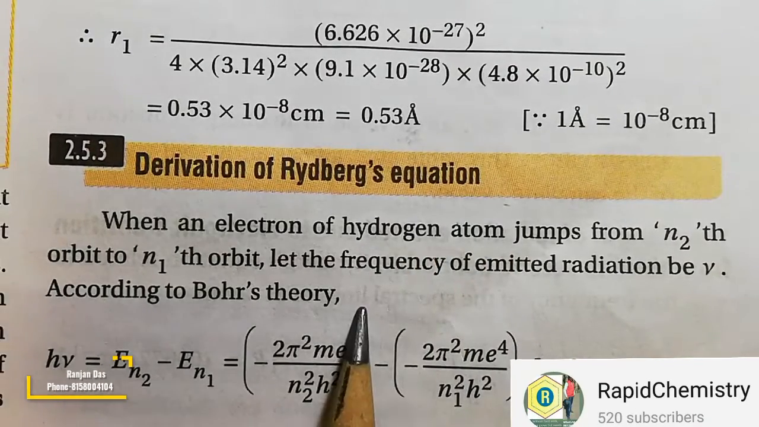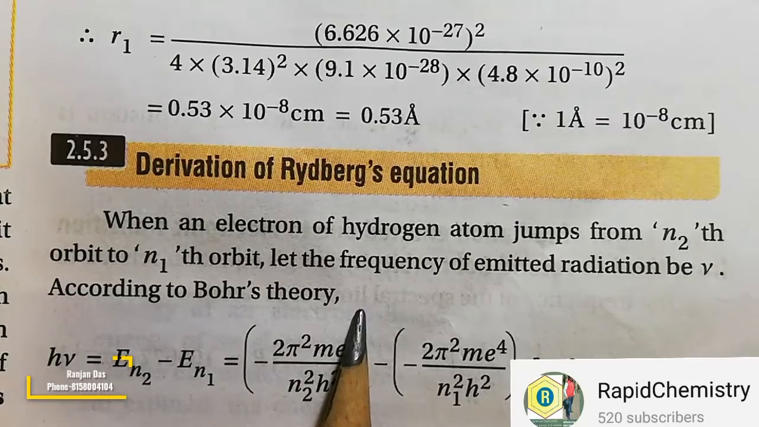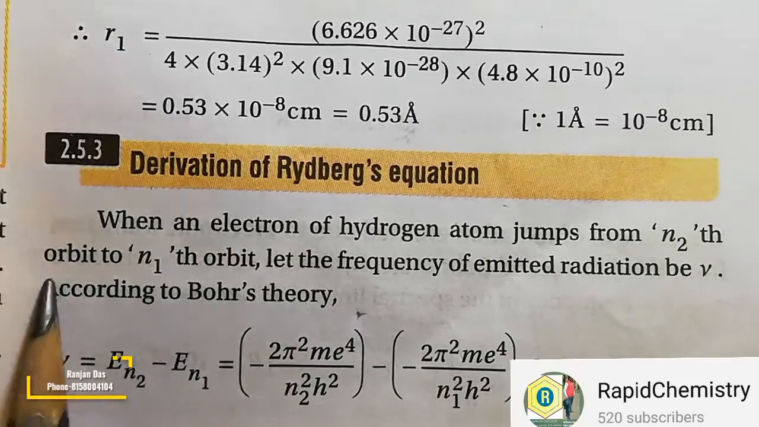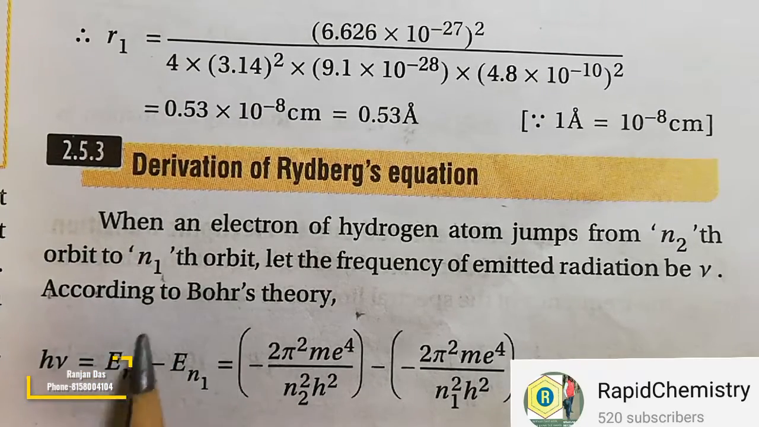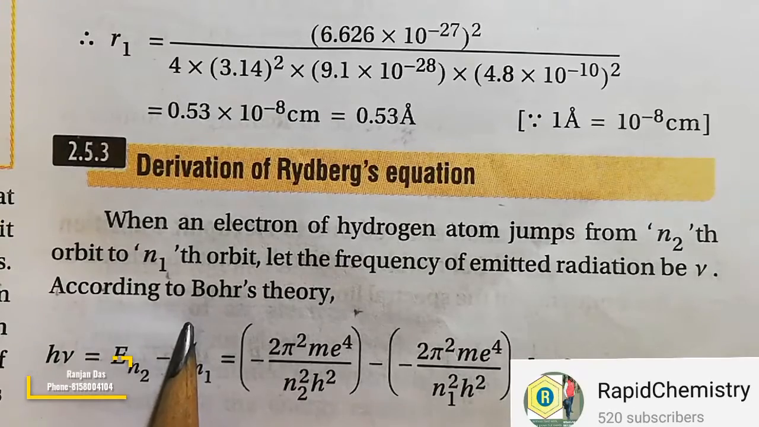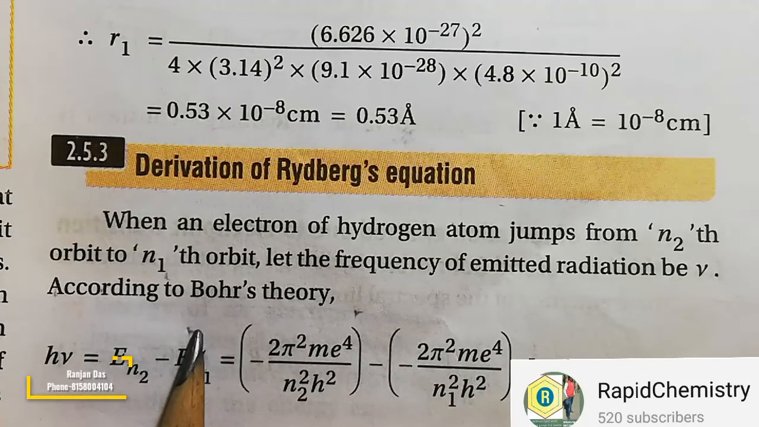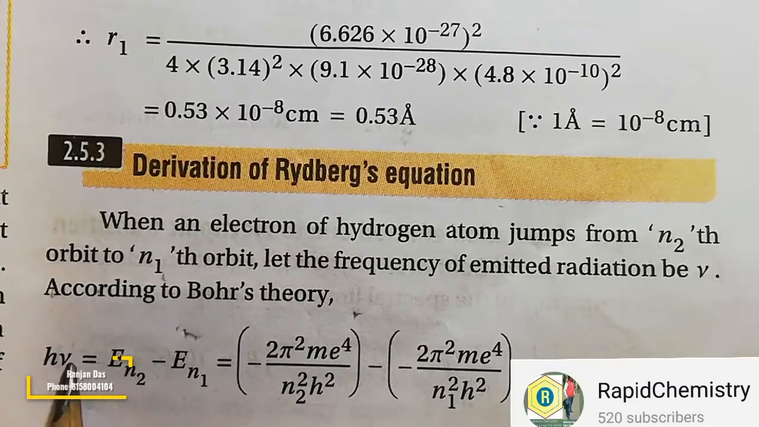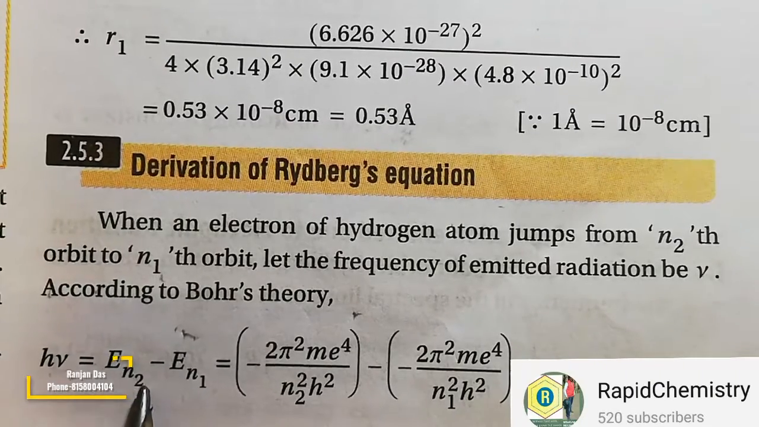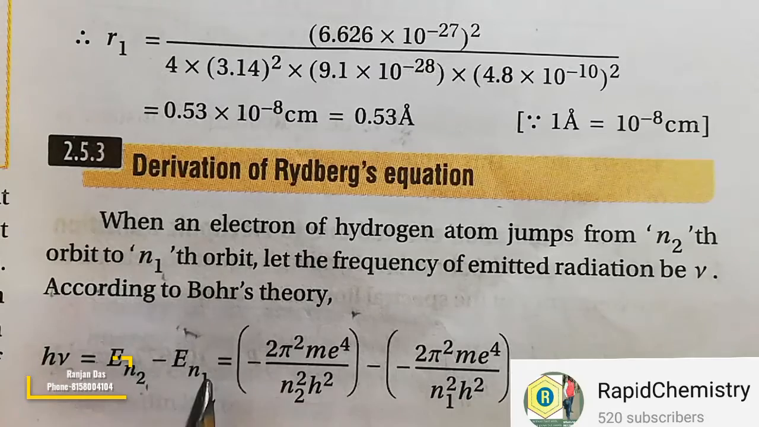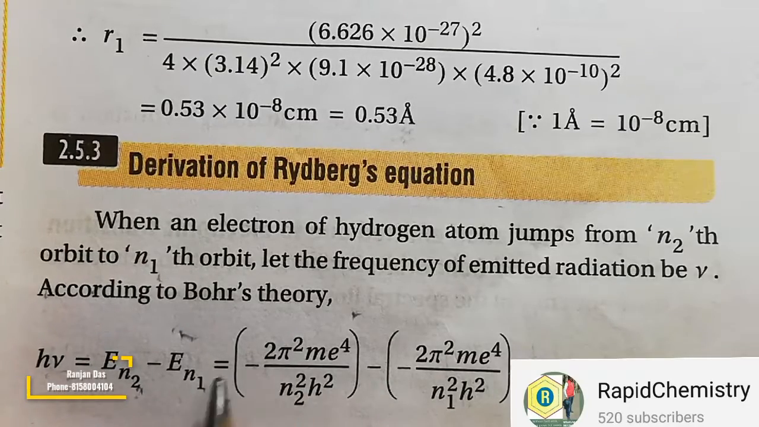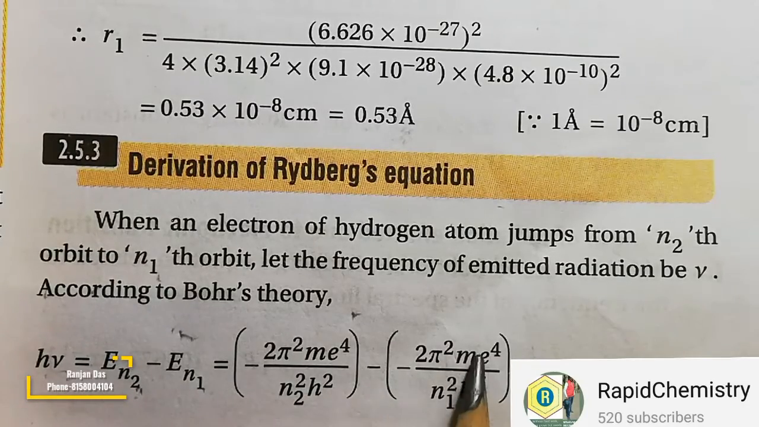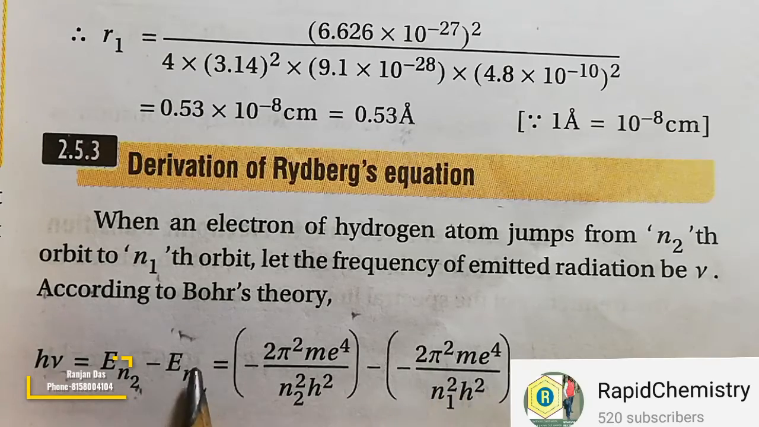Whenever one electron jumps from the n2 orbit to the n1 orbit, energy is released, and that must be in the form of electromagnetic radiation. According to Planck's quantum theory, h nu equals the energy in the n2 orbit minus the energy in the n1 orbit. We know the energy of the electron in the n2 orbit and the energy of the electron in the n1 orbit, so the energy released would be that.